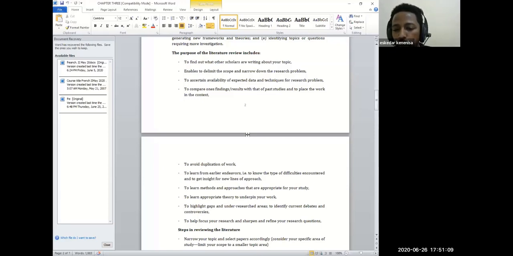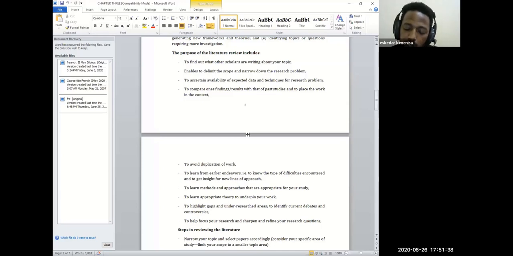Therefore, if you identify what is written, you can also correlate it, or you can put your topic in a clear context by showing the gap in the previous works. Therefore, one of the purposes is to show what others are writing or what others wrote.